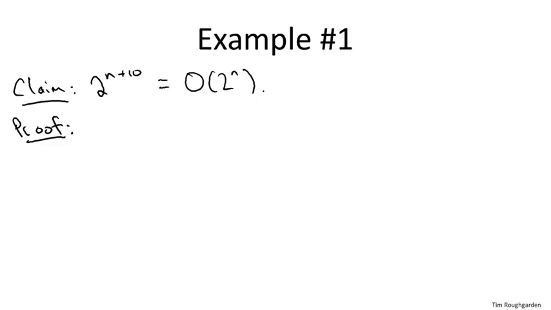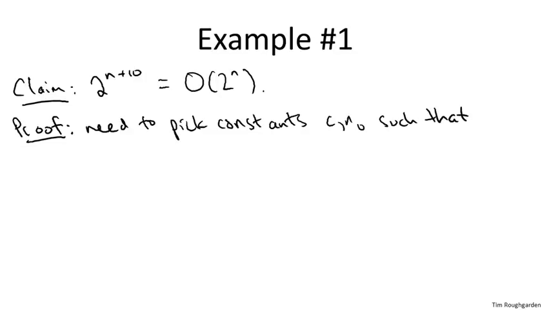Well, let's go back to the definition of what it means for one function to be big O of another. We need to show that there exist 2 constants c and n naught such that for all sufficiently large n, meaning n bigger than n naught, our left-hand side, the function 2 to the n plus 10, is bounded above by the constant multiple c times the function on the right-hand side, 2 to the n.